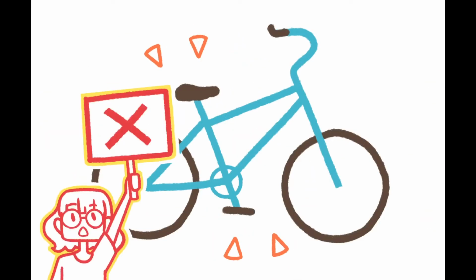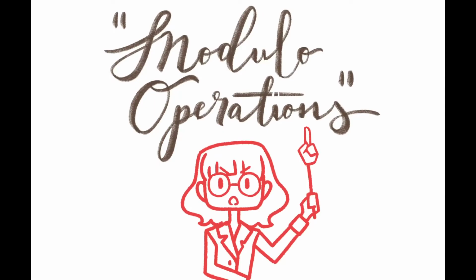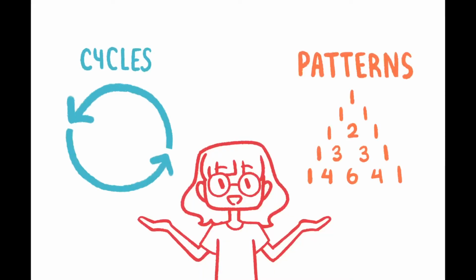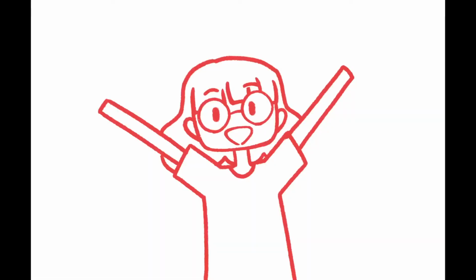Cycling. No, not that kind of cycling. Mathematicians call it a modulo operation, but the essence of it is you are using cycles and patterns to change a large number into a smaller one. Let's see how it works.